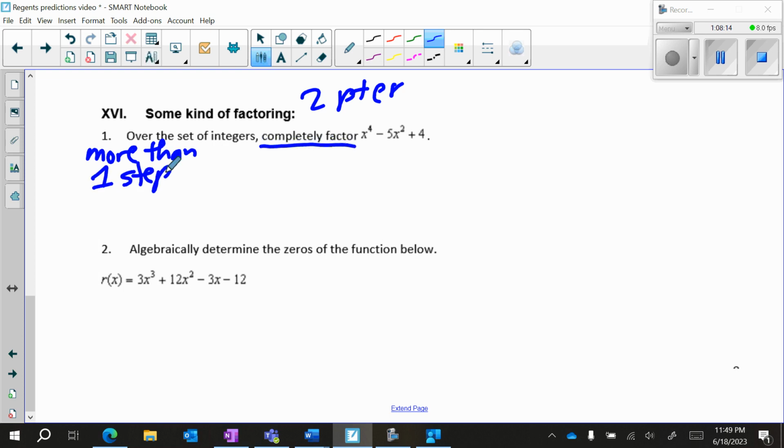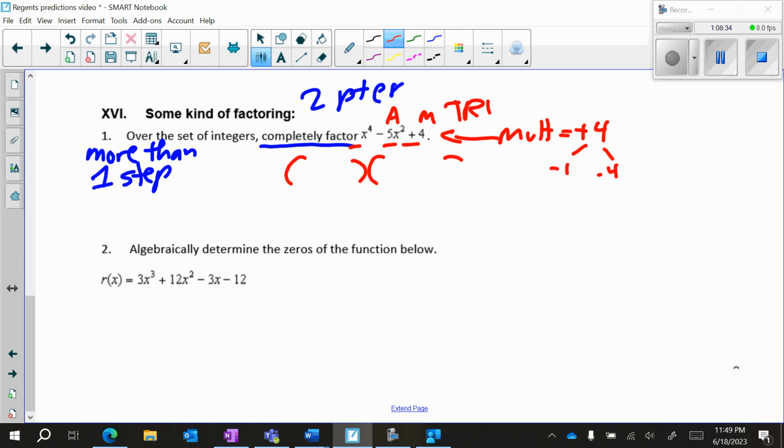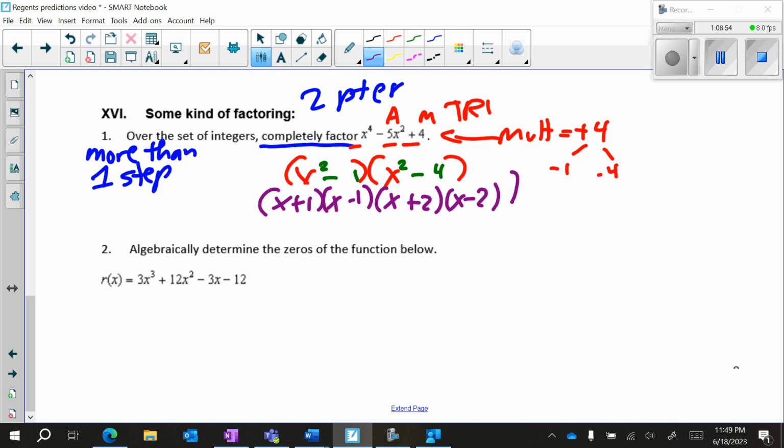So if you have 3 terms, 1, 2, 3, it's going to be a trinomial. In a trinomial, you're going to do the AM method, which means you multiply to the last term, which is positive 4. So 1 times 4 is 4, but you have to add up to a negative. So instead of doing x times x here, you're going to do x squared, minus 1, minus 4. All right, and then here comes the factor completely part. You're going to do dots. So you're going to do x plus 1, x minus 1, x plus 2, x minus 2 for 4 total factors.